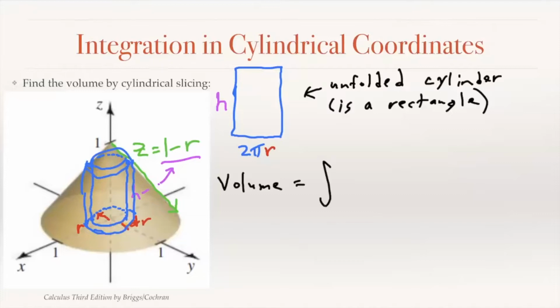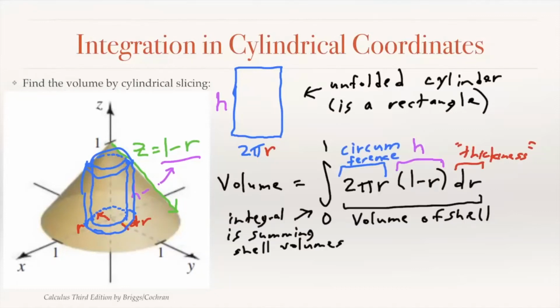So the volume would be, therefore, the integral from 0 to 1 of 2 pi r times 1 minus r dr. And we can write it out as an integral like this. An integral, this elongated s, that remember means a sum. So we're summing the volumes of all of these shells as r goes from 0 out to 1.